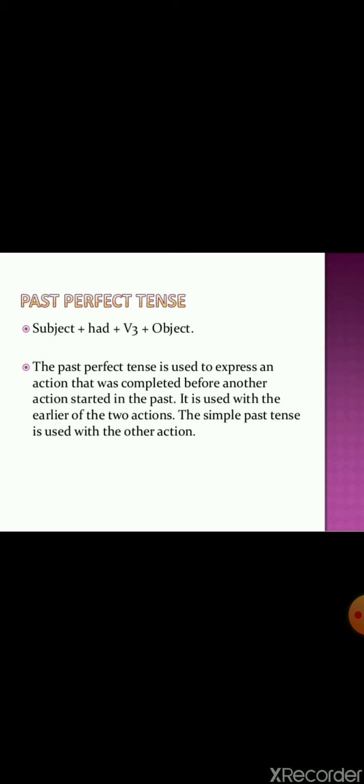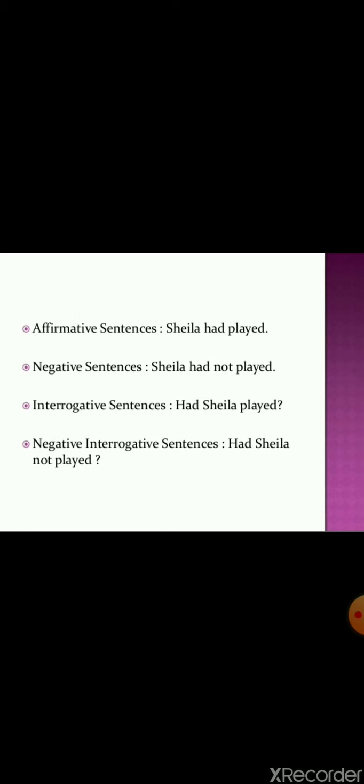Now look at the definition once again. I will explain with a set of examples in the next slide, but before that, just listen to me very carefully. The past perfect tense is used to express an action that was completed before another action started. One action is already completed, but the second has started. It is used with the earlier of the two actions. The simple past tense is used with the other action. Two actions we are talking about. Such a structure can also come, and when we explain the completion, we give the description of the completion of the action as well.